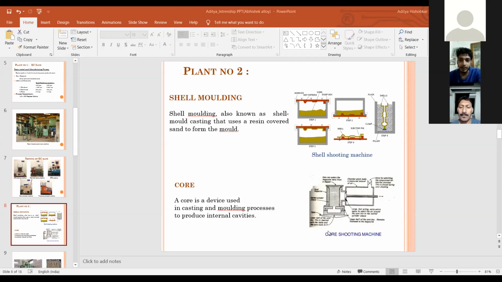The hardened shell is then stripped from the pattern. Two or more shells are then combined using clamps to form the mold. The finished mold is then used immediately. Moving forward to the core.